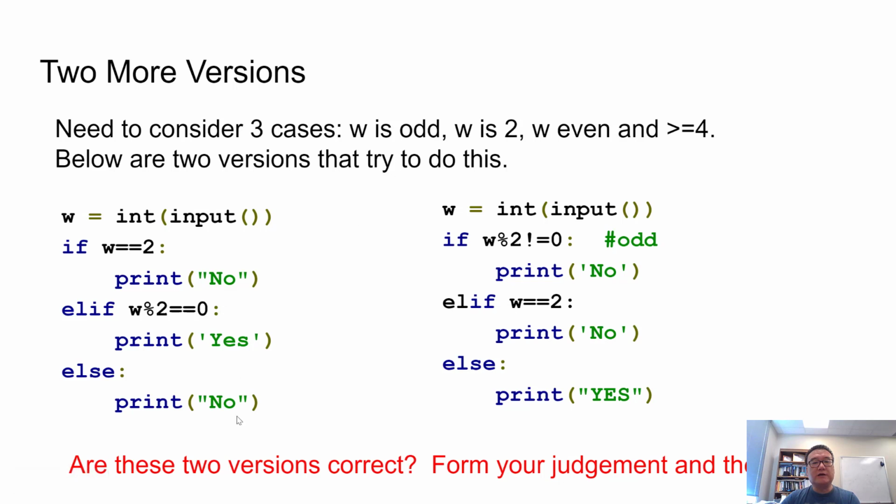These slides have two more versions of the code for solving this problem. You can follow them and see what their logic is and judge whether they are correct or not. I guess the main difference is that the two conditions are switched. Oh no, there's a little bit more than that. So follow the logic, think about whether they are correct, and then try it out.